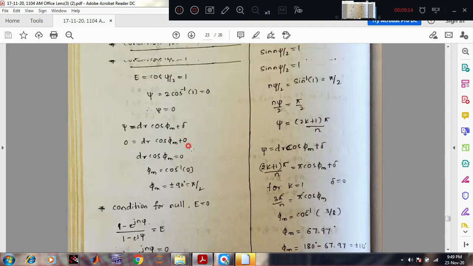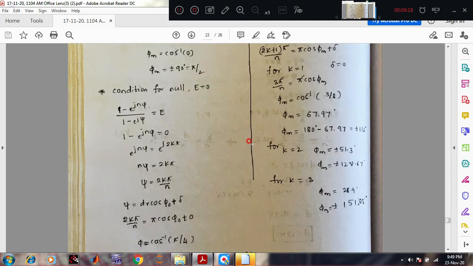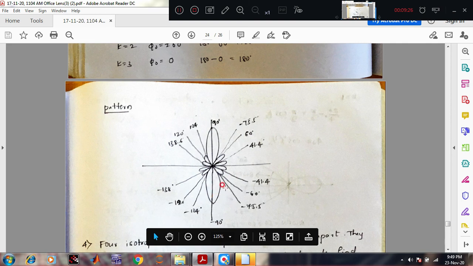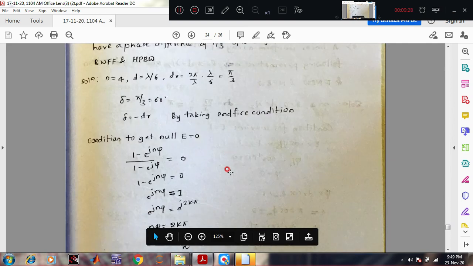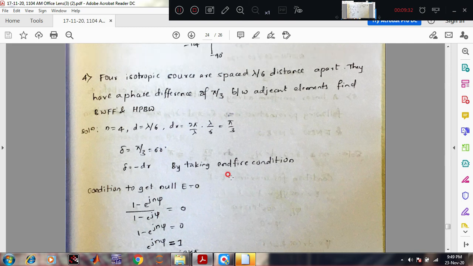One more thing I have mentioned here: it's a broadside array, which means the array elements are placed along the horizontal axis, and the maximum will be perpendicular to the array axis direction. This is how you need to draw the radiation pattern, right. So, next problem: for isotropic sources, we have 4 isotropic point sources spaced lambda by 6 distance apart.